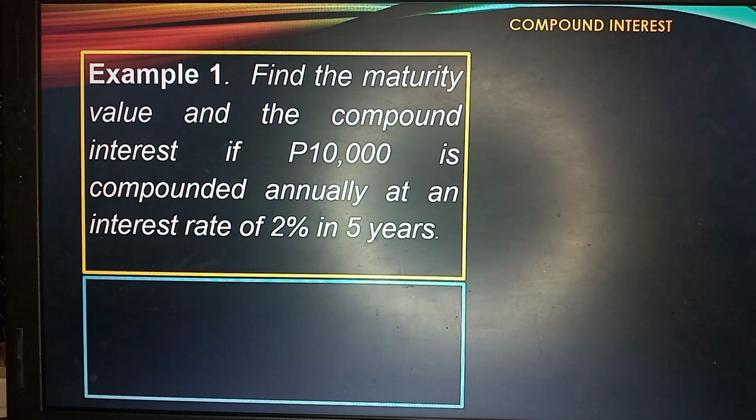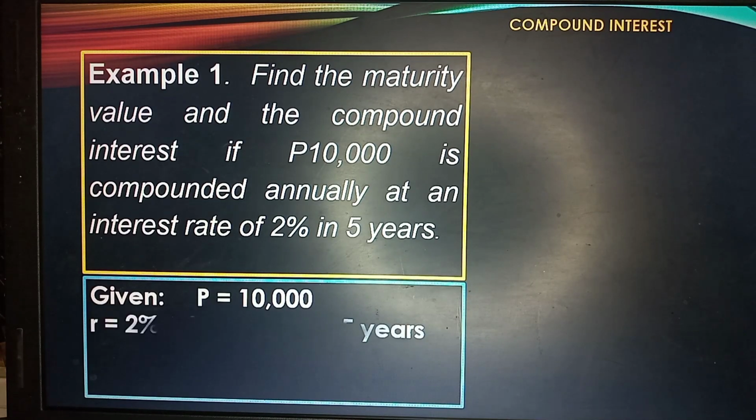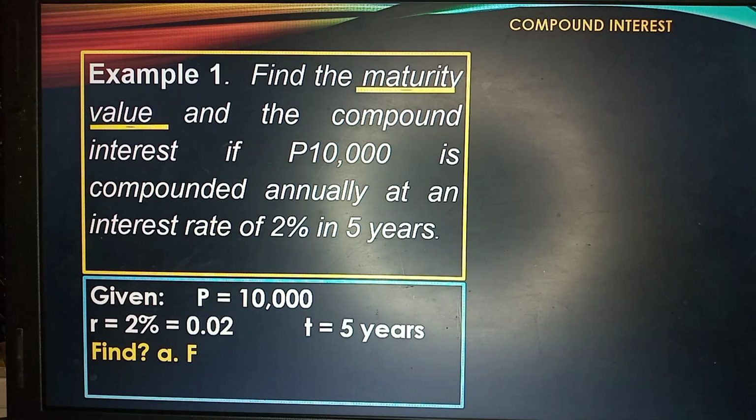So what are the given? So the given here is P equals 10,000 and then our R is 2% equals 0.02 and our T is 5 years. Kung saan gipangita? So you're going to find F, our future value. It's because the question here, find the maturity value. And letter B is find also the compound interest, we have I sub C.